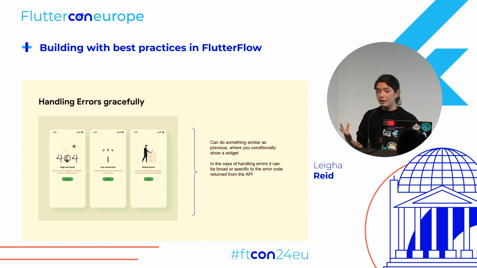But we also want to handle errors gracefully. So this is where being able to grab that error code or just set the error state in your component state comes in really handy. Then again, I can conditionally build at the page or the component level and show some nice error message instead of getting some scary red and yellow box.